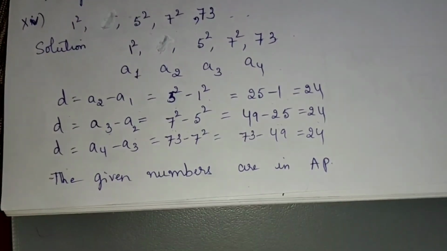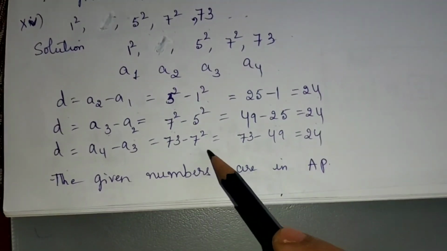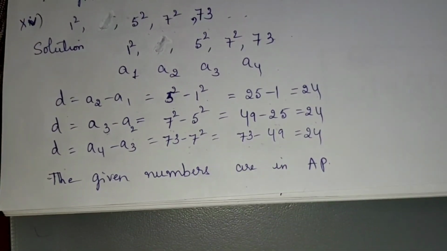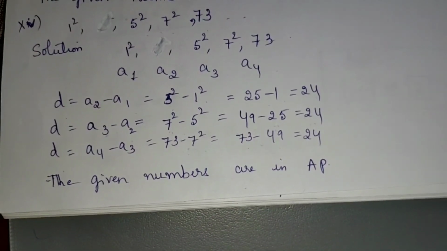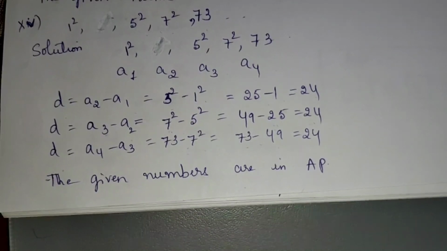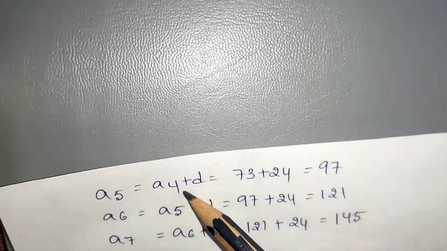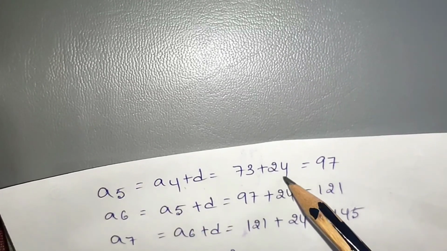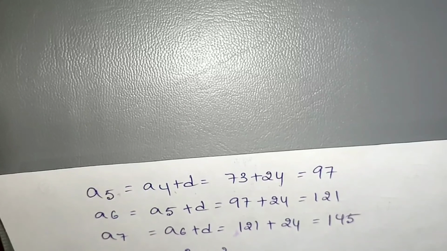Same way, if you find the fourth term minus third term, that is fourth term is 73 minus 7 square. 73 minus 7 square means 49. If you subtract, 73 minus 49 is again 24. By observing the difference, you can arrive that the given numbers are in AP because the common difference is same. Next is to find out 3 more terms, fourth term, and add common difference to it. The fourth term was 73. Common difference was 24. If you add 73 and 24, you will get 97 as a fifth term.